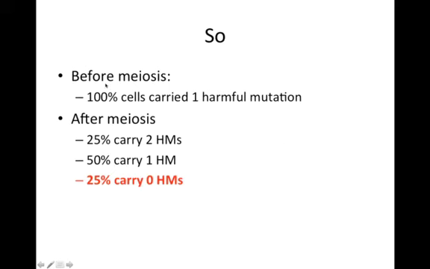So this allows selection to favor these cells and therefore to help eliminate mutations. So to summarize, before meiosis, 100% of cells carried one harmful mutation, but after meiosis, a full quarter of them carry 0. So this is going to allow selection to act.